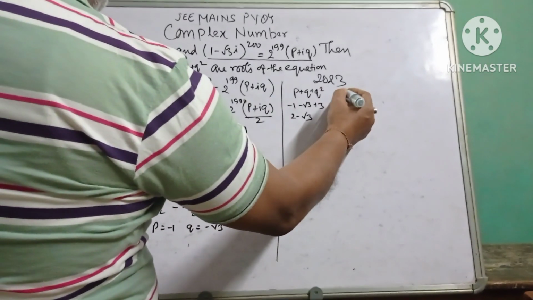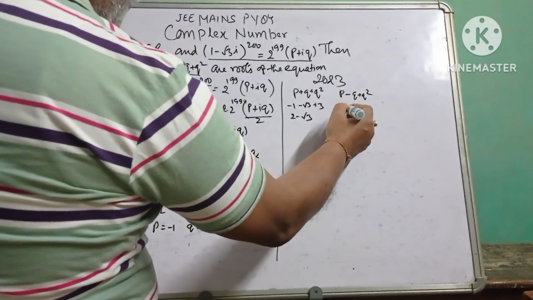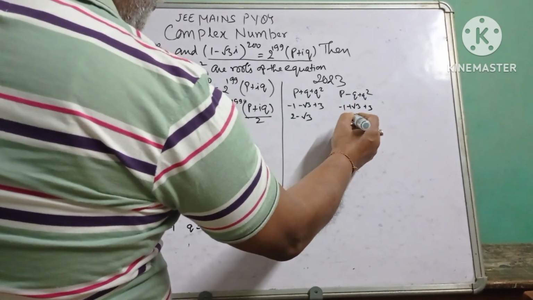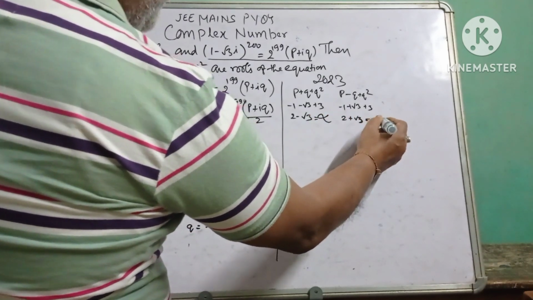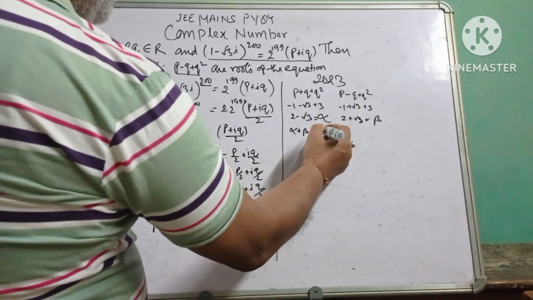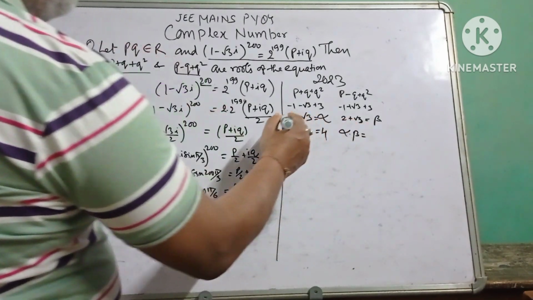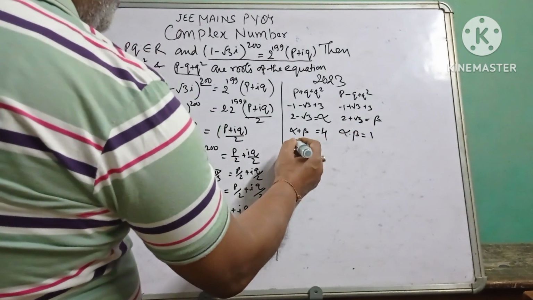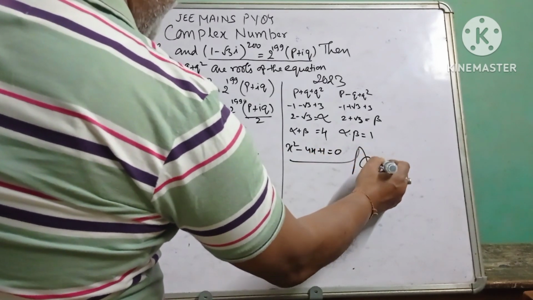And again the other root is p minus i q square. So p value is minus 1 and this comes out to be root 3, so this will again be 3. So 2 plus root 3. So these are your alpha and beta. Now you have to find out the equation. So here your alpha plus beta comes out to be 4, and your alpha into beta is 2 square minus root 3 square, 4 minus 3, that comes out to be 1. So your quadratic equation becomes x square minus 4x plus 1 equal to 0. So this is your answer.